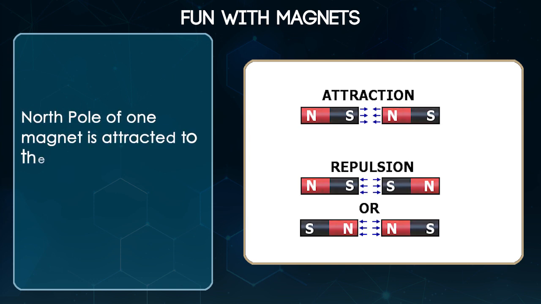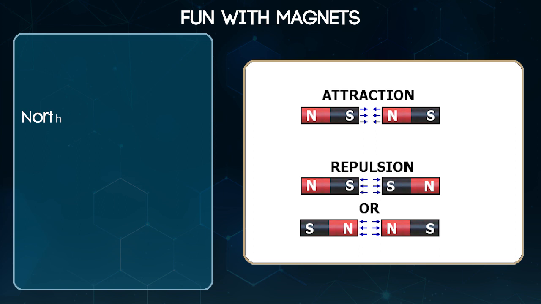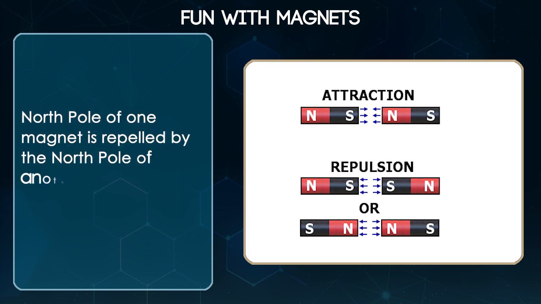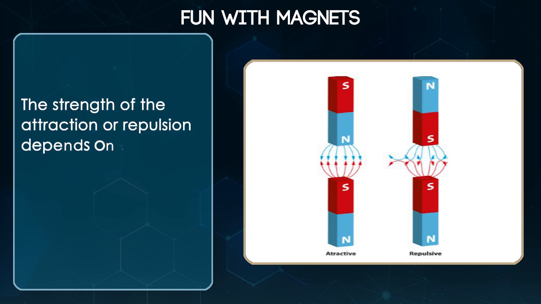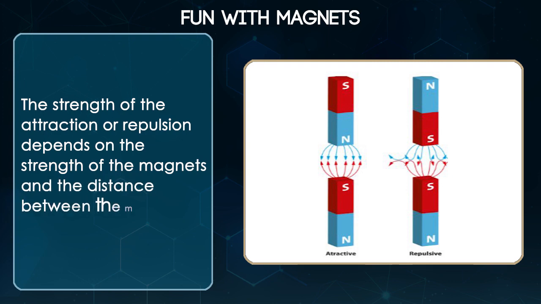The north pole of one magnet is attracted to the south pole of another magnet. The north pole of one magnet is repelled by the north pole of another magnet. The strength of the attraction or repulsion depends on the strength of the magnets and the distance between them.